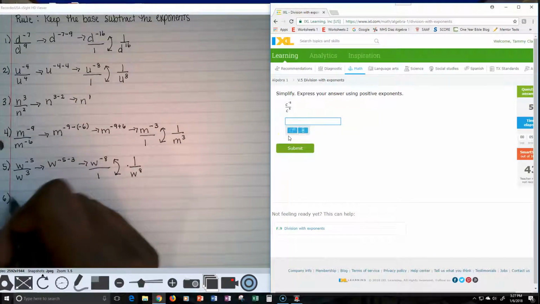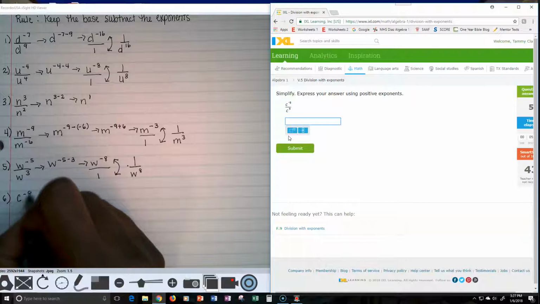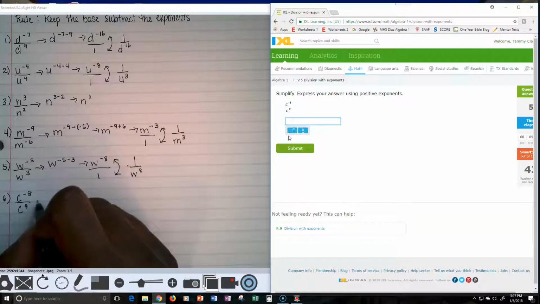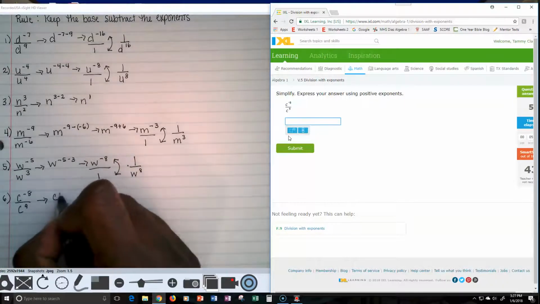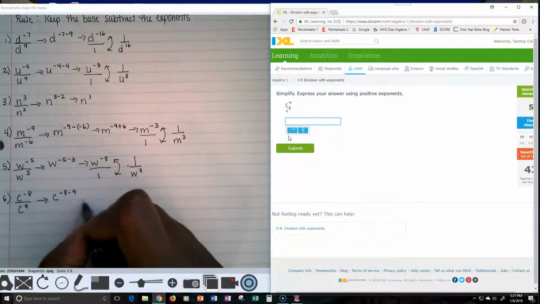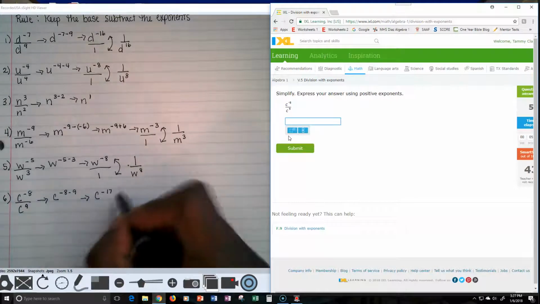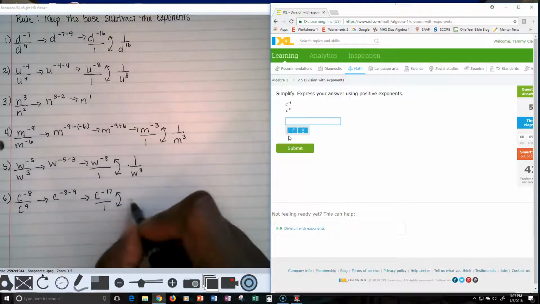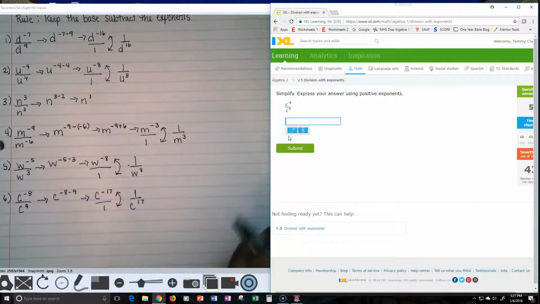Look at number 6. We've got c to the negative 8 over c to the 9th. All right, keep the base, which is c, subtract the exponents, and we've got c to the negative 17. I know that can't remain that way, so I'm going to flip this over, and I end up with 1 over c to the 17th power.